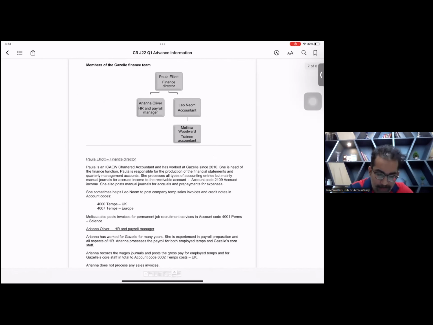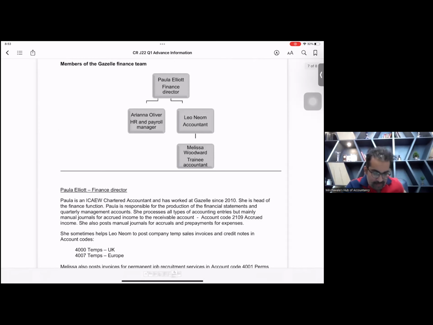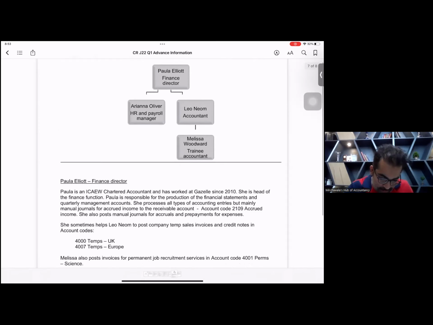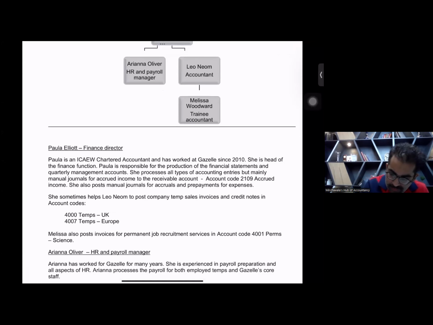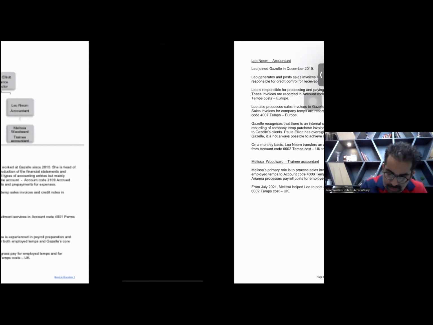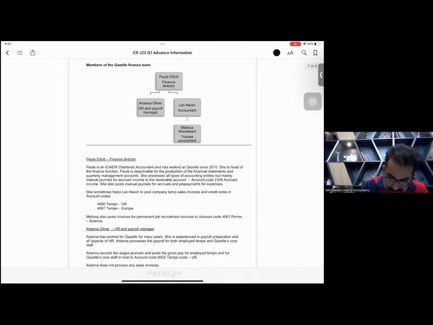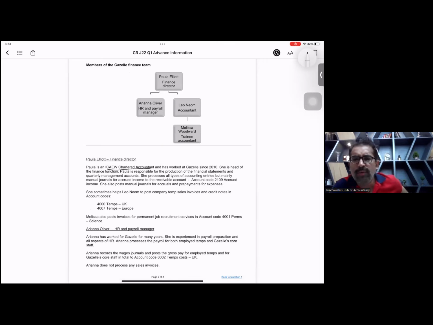Now, members of Gazelle finance team. The first lady is Paula. Paula is an ICAEW chartered accountant. See this word, this word has a message: ICAEW chartered accountant. This is very simple and very, very common in ICAEW past papers. That means she must follow the ICAEW code of ethics. So there may be some ethical things, integrity issues, tested in the exam. So get ready for this.